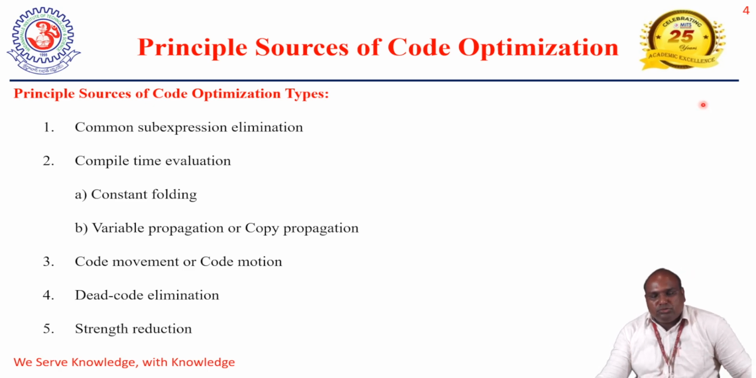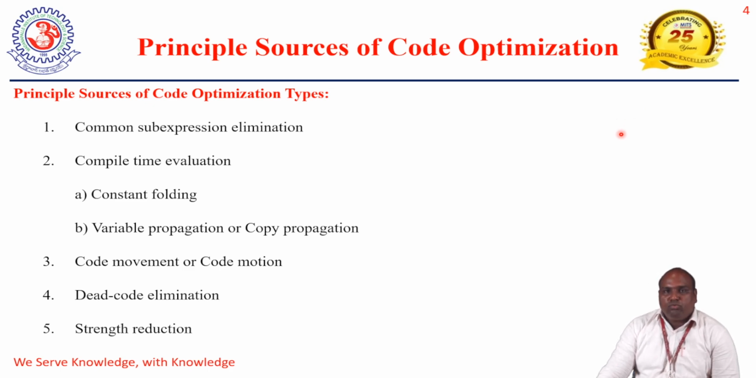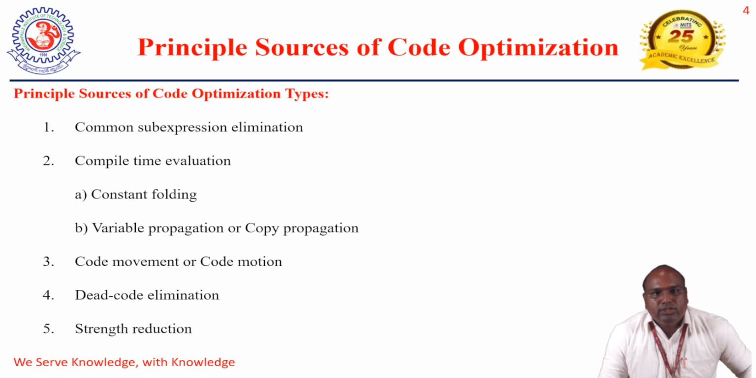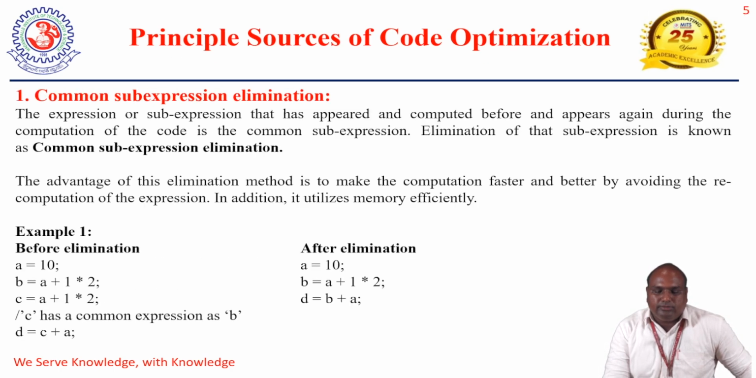Here comes the principal sources of code optimization. It is the basic type of code optimization in compiler design. There are 5 different code optimization techniques available in principal sources of code optimization. One is common sub-expression elimination. Next is compile time evaluation. Next is code movement or code motion. Next is dead code elimination. Next is strength reduction. These are the 5 techniques involved in the principal sources of code optimization. We will go one by one.